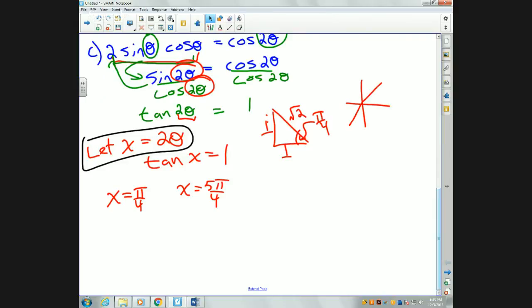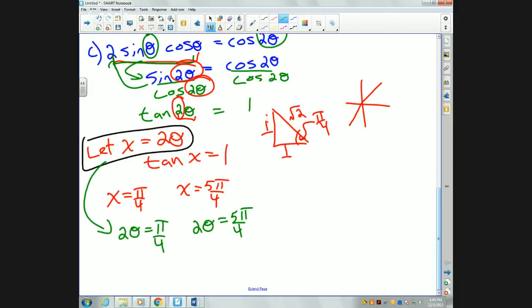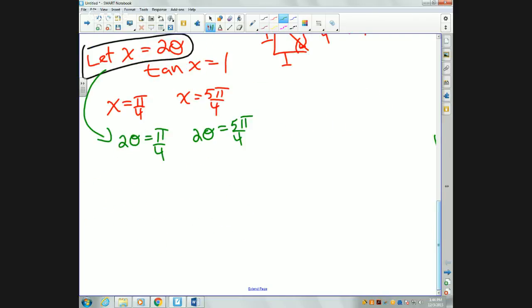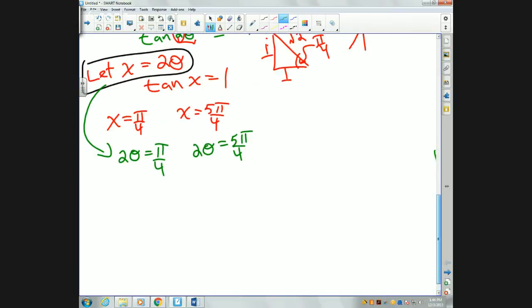We just found where tan x equals 1. We really want the tan 2 theta. So this is where that compression comes in that we talked about. This 2 is a compression. We're going to shrink the period. If x is equal to 2 theta, that means 2 theta has to equal pi over 4, and 2 theta has to equal 5 pi over 4. And now we can solve for theta. That's a really important step.